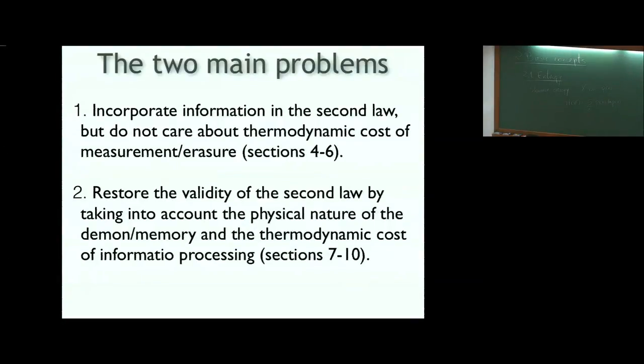And this sum can be as well an integral if this is continuous. So, well, I guess everybody knows this.